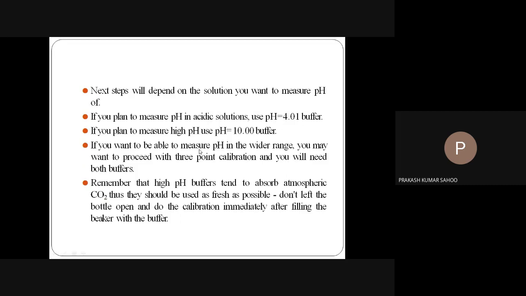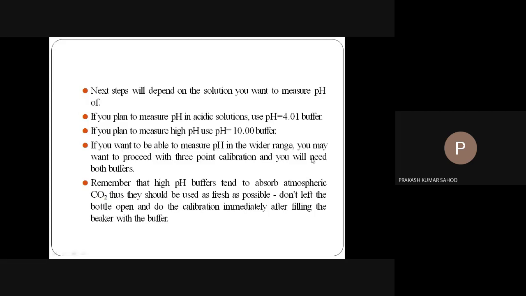Then the next step will depend on the solution you want to measure the pH of. If you plan to measure pH in acidic solutions, then you should use a buffer like the 4.01 buffer. If you wish to measure the pH of a basic or alkaline solution, then you should use the 10.0 buffer. If you want to be able to measure pH in a wide range, you may want to proceed with 3-point calibration. You will need both buffers. So it depends on which type of solution you wish to measure the pH of.